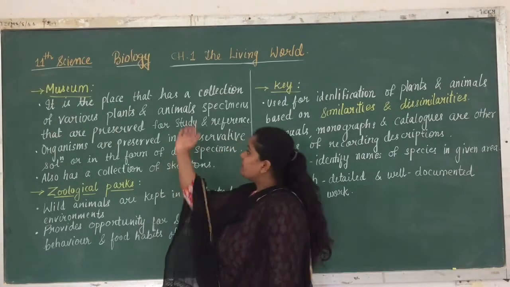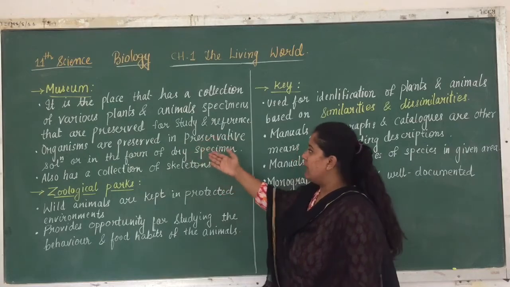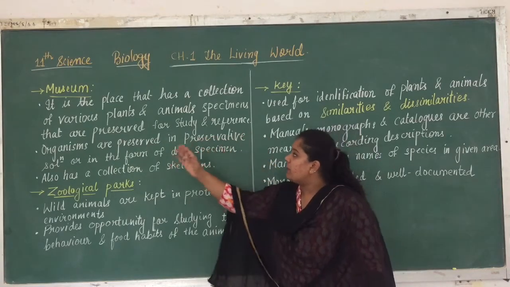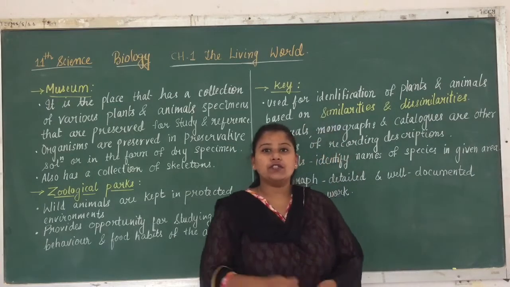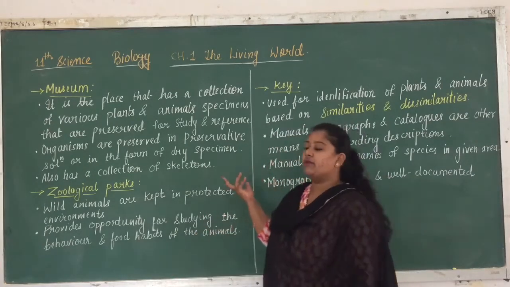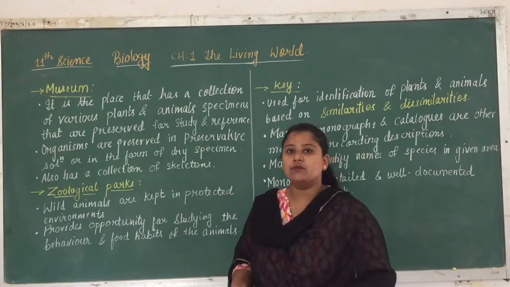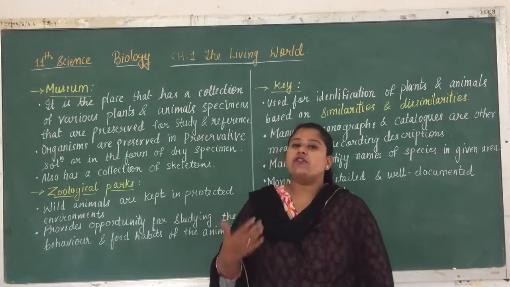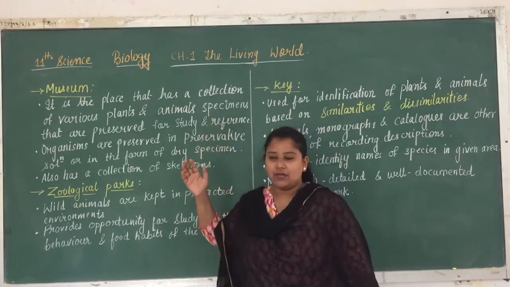The next is museum. It is a place that has a collection of various plants and animal specimens that are preserved for study and reference, right? Now you all might have visited a museum, right, where what is present? Different specimens of plants as well as animals are present. The kids are very fond of visiting the zoos as well as the museums, right?